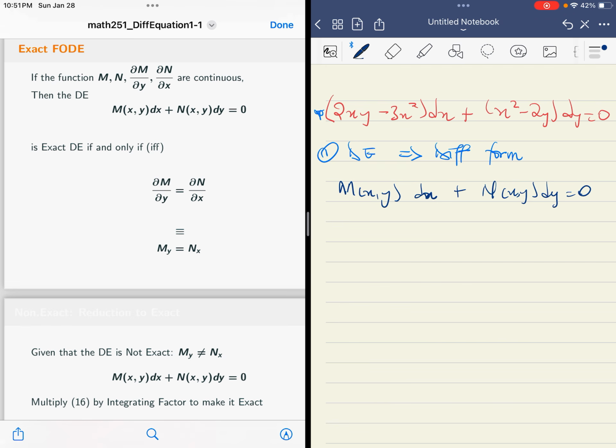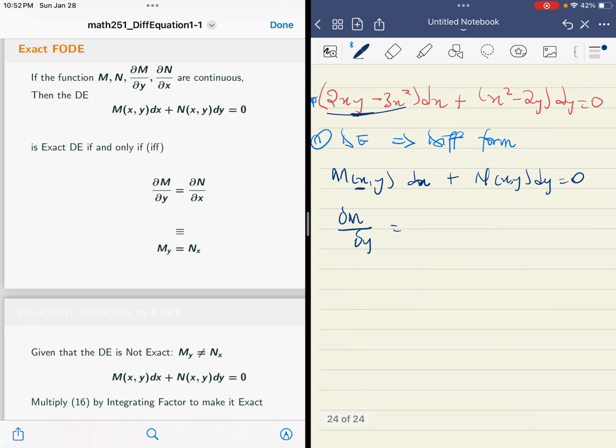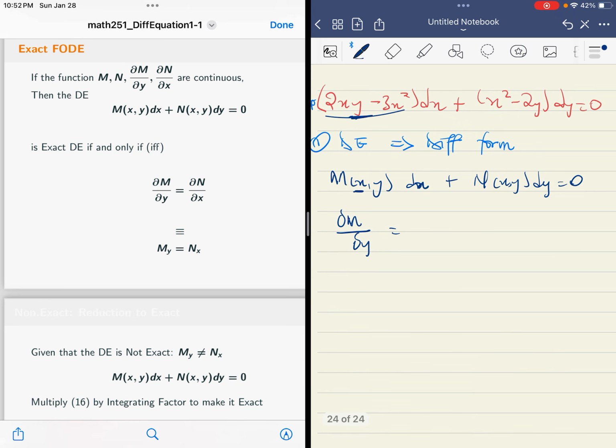Okay, so upon comparing, we need to find the partial derivative of M with respect to y. M of x,y is this whole term right here, so we differentiate it with respect to y, because it is the coefficient of dx. If we do a derivative with respect to y, we get 2x.